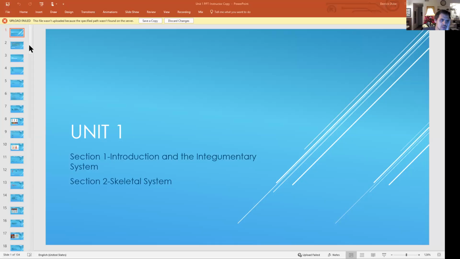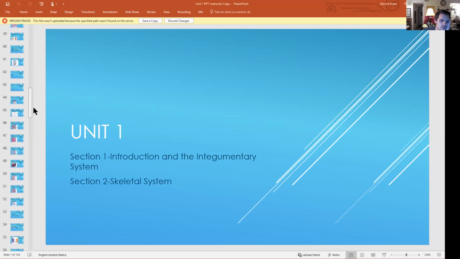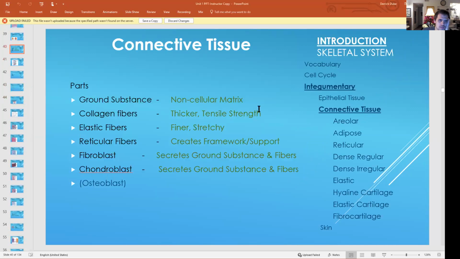I have no clue what is going on with my PowerPoint. I need to reinstall it. Let me pause that Zoom recording. Share. Go back down to where we were. Well, roughly about here.